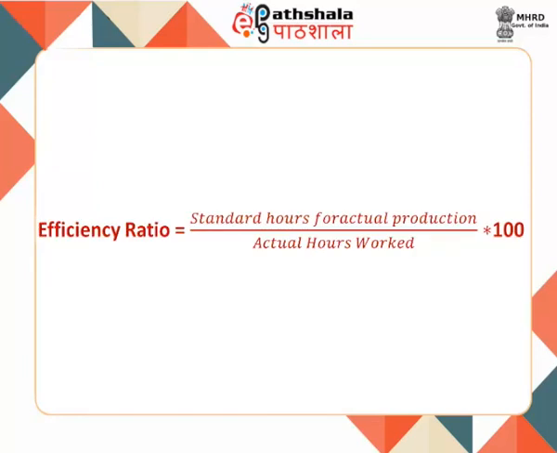Efficiency ratio. This ratio measures the extent of efficiency attained in the production. Symbolically, efficiency ratio is equal to standard hours for actual production divided by actual hours worked multiplied by 100.